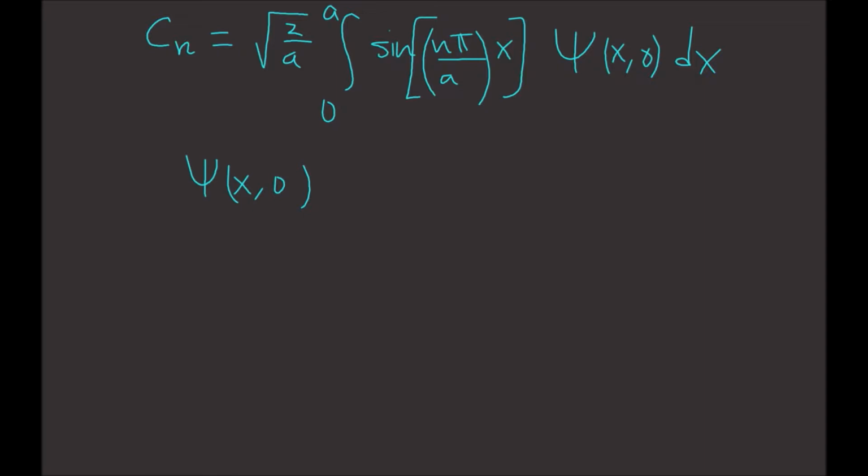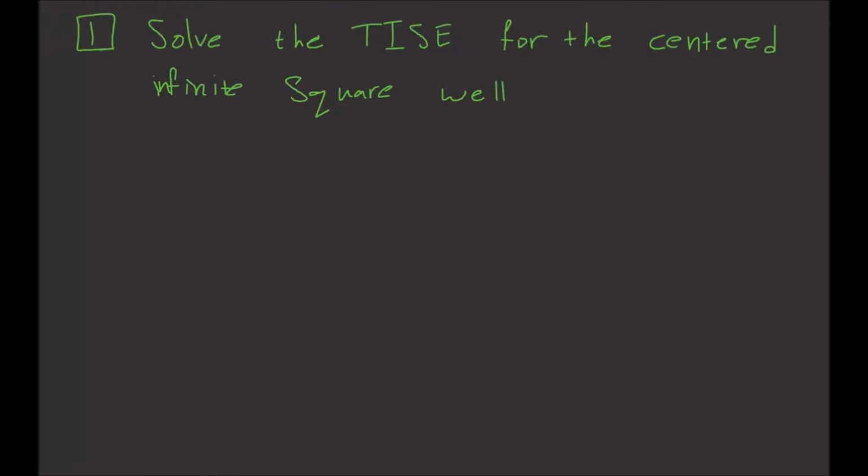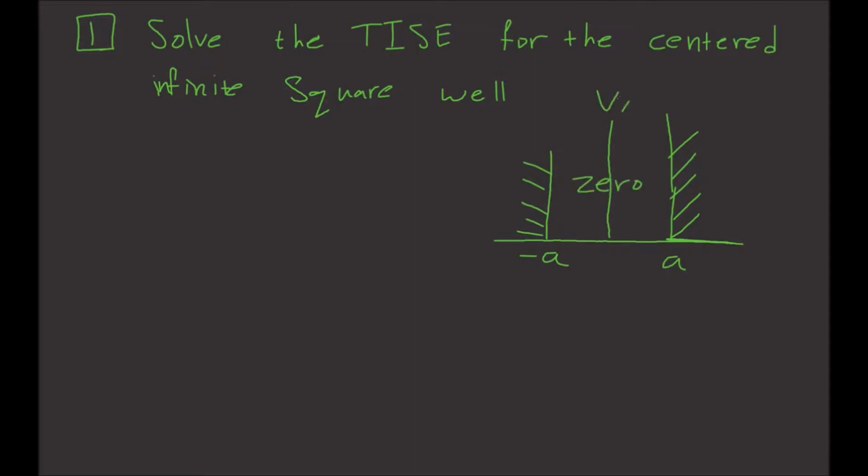So now let's look at the first example of this summary of the infinite square well. Let's solve the time-independent Schrödinger equation for the centered infinite square well. The centered infinite square well looks something like that. It's infinite everywhere except between minus a and a, where it's 0 inside. So this is our potential function V of x.